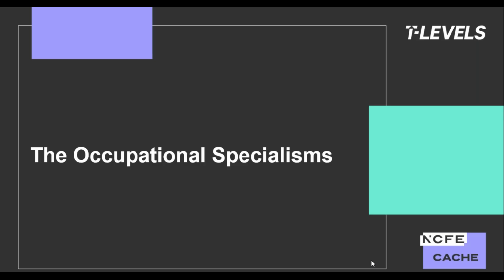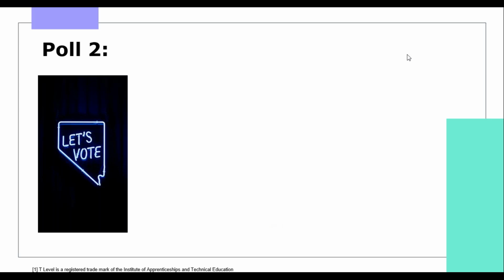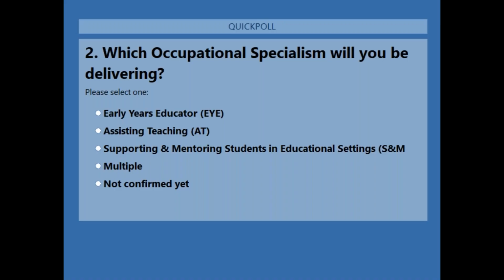Okay, we're going to finish off by having a brief look at the Occupational Specialisms assessment. But to inform this, first of all, please let us know which specialisms you're going to be involved in. So I'm going to launch a poll in a second, asking you to tell us which occupational specialism you're going to be involved in. If you're not sure yet, please just put not confirmed, but it'll let us know which to focus on for the remainder of today's session.